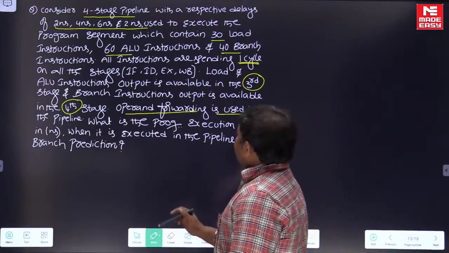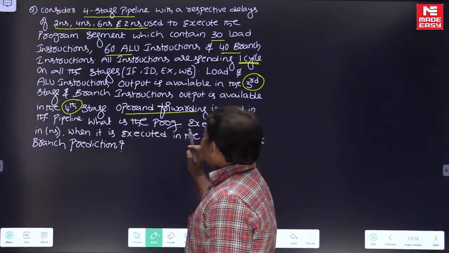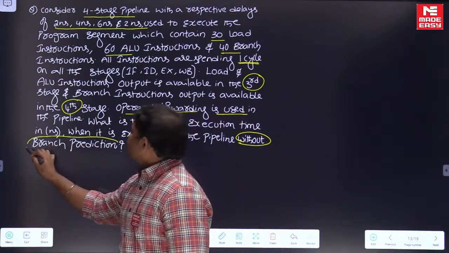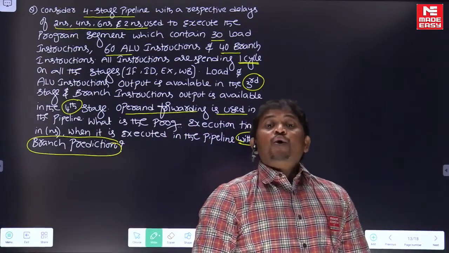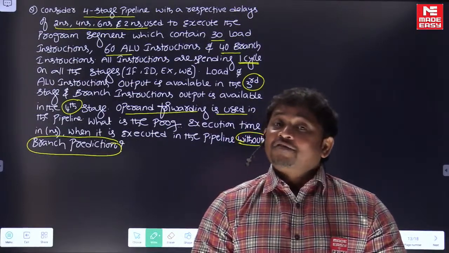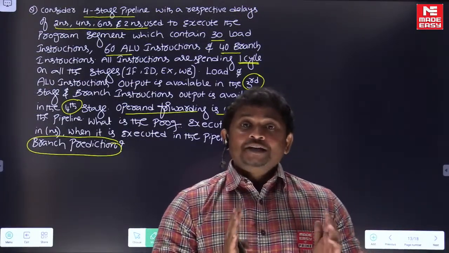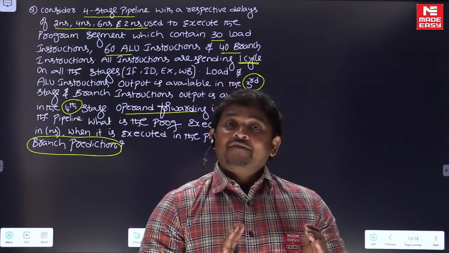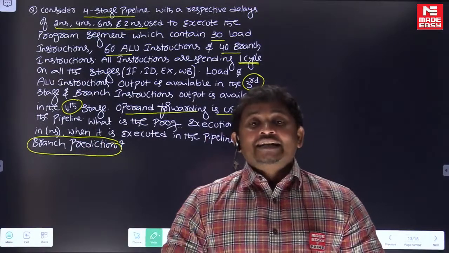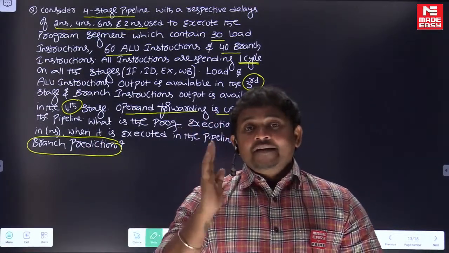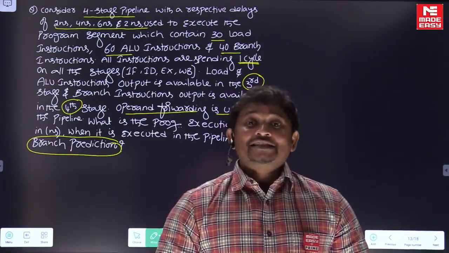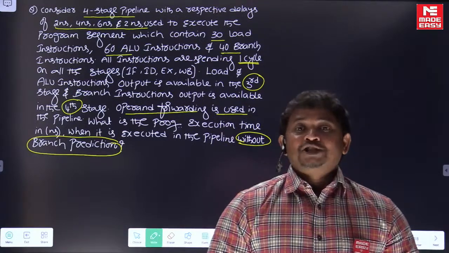Then, what is the program execution time when it is executed in the pipeline without branch prediction? Without branch prediction means the target address is not available in the 1st stage. It is available in the 4th stage, so the branch penalty is 4 minus 1, that is 3 cycles.